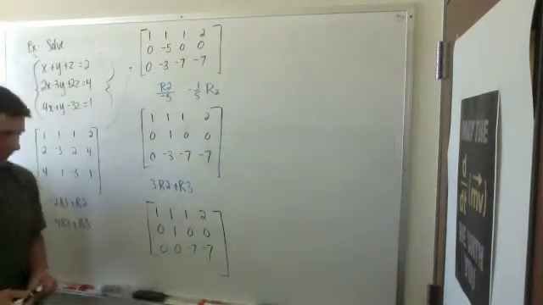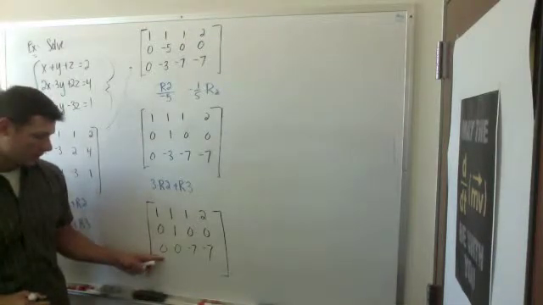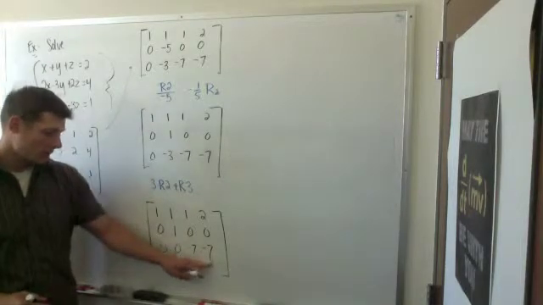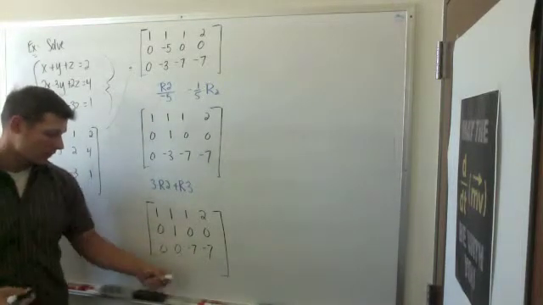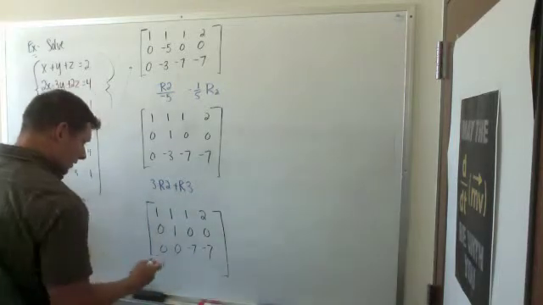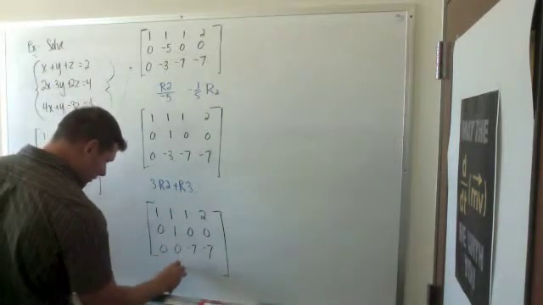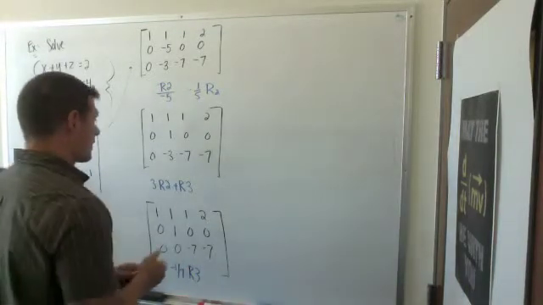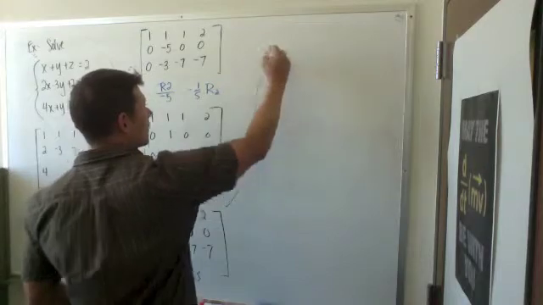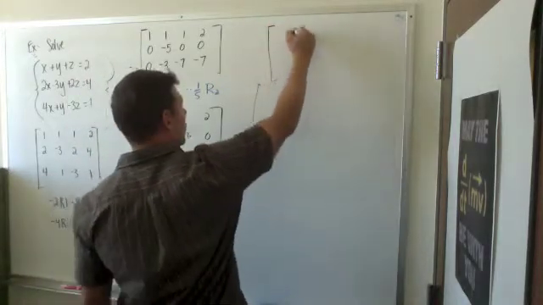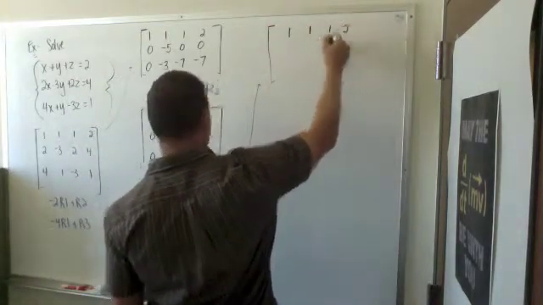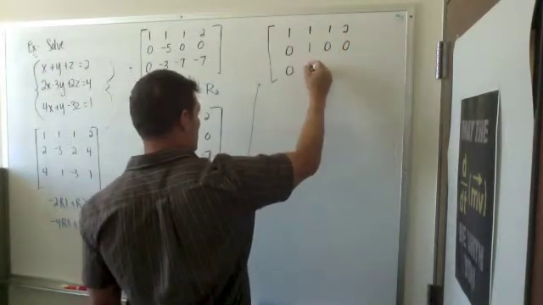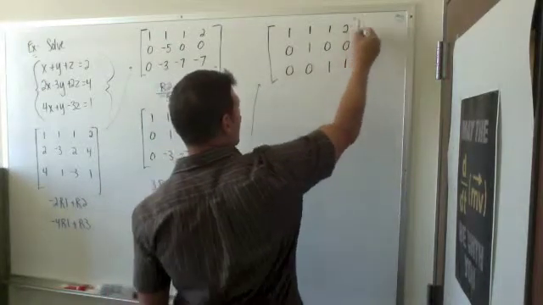Okay. And lastly, I'm going to divide this row, every single term, or multiply this row by -1/7. Multiply everybody by -1/7, or divide it by 7, same thing. So I'm going to take this row 3, you have -1/7 times row 3, and that will yield 1, 1, 1, 2, 0, 1, 0, 0, 0, 0, 1, 1.